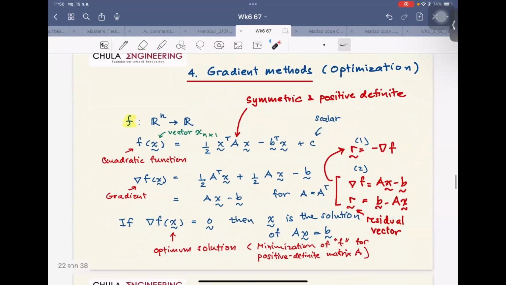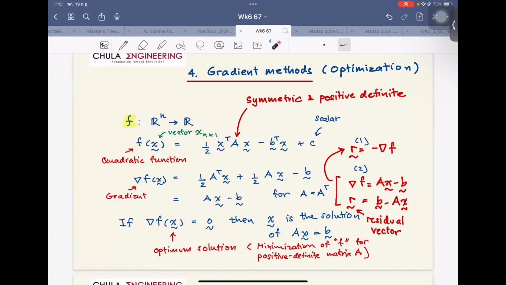Okay, now go to the last topic. Actually, two methods: the steepest descent or gradient descent, and conjugate gradient. Before we learn both of them, I have to review the gradient, because it's very important for the gradient method.